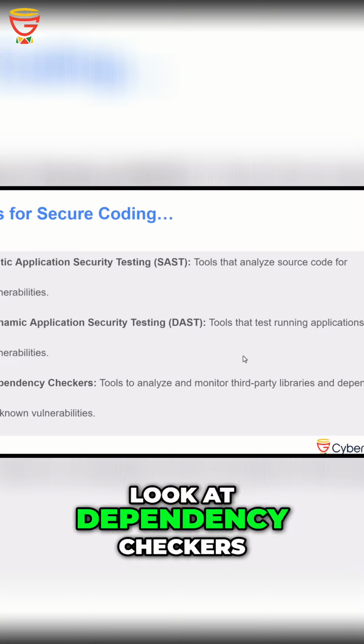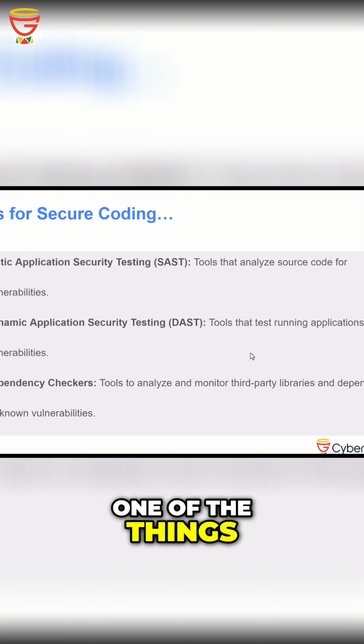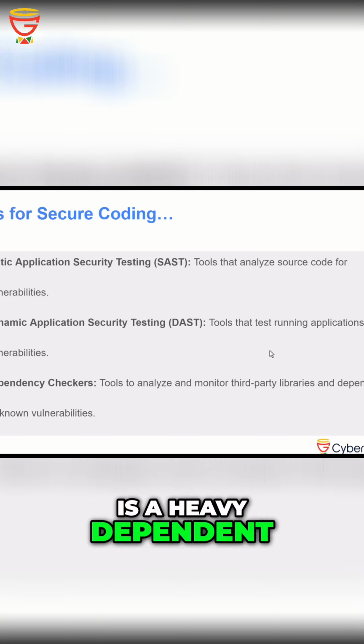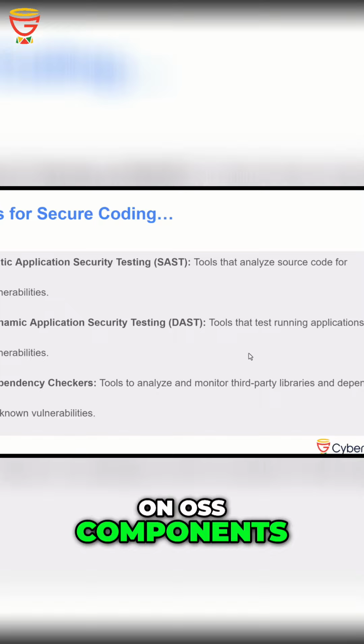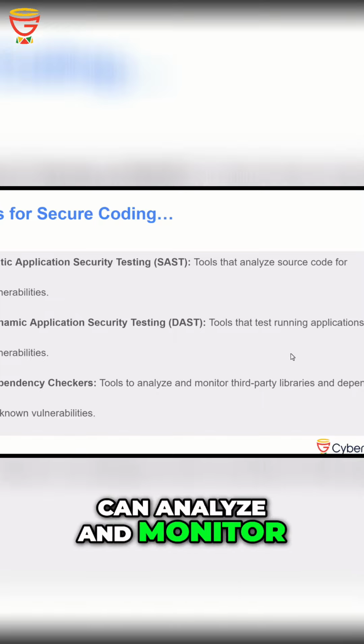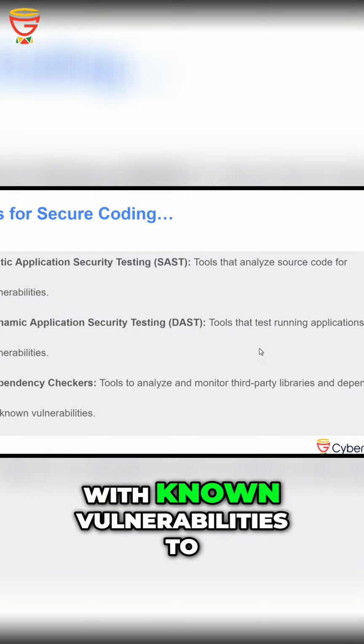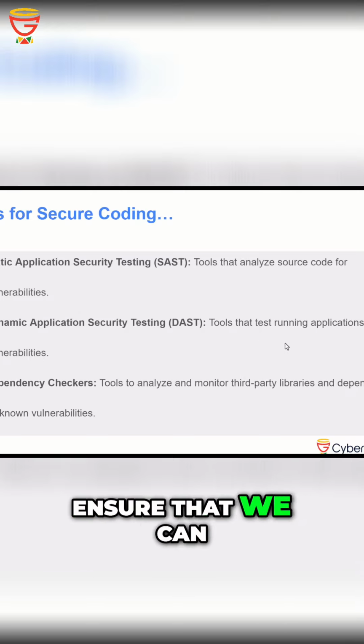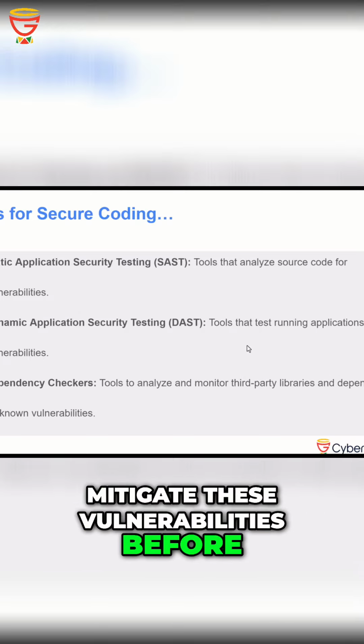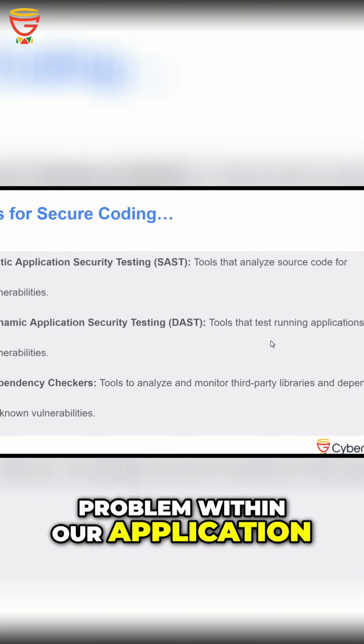And then we can look at dependency checkers. One of the things that we see today is a heavy dependence on OSS components. We need tools that can analyze and monitor these third-party libraries and look for dependencies with known vulnerabilities to ensure that we can mitigate these vulnerabilities before they become a larger problem within our application.